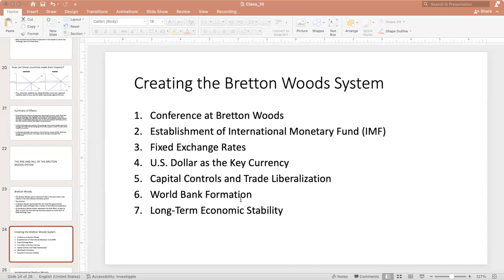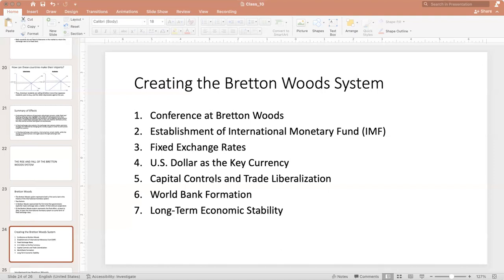In the creation of the Bretton Woods system, the US dollar became the key currency. Why? Because the US dollar played a central role in the system. It was designed as the key currency for international transactions, and other currencies were pegged to it. The US dollar's convertibility to gold provided confidence in the system. Aligned to that, the Bretton Woods system allowed countries to impose capital controls to regulate cross-border capital flows. At the same time, the system encouraged trade liberalization to promote economic growth and international cooperation.